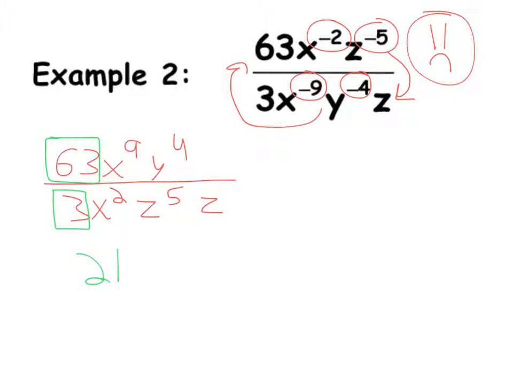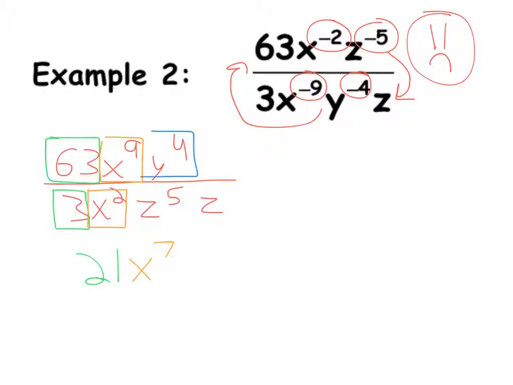Let's move on to our x's. So we have x to the 9th divided by x squared. We're dividing x's, and so that means we are going to subtract the exponents. So 9 minus 2 gives us 7 x's. And those are going to stay in the numerator, because we started off with more x's in the numerator than we had in the denominator. All right, let's keep going.